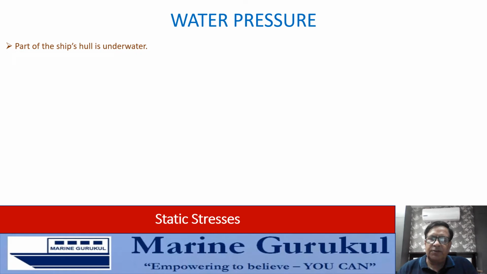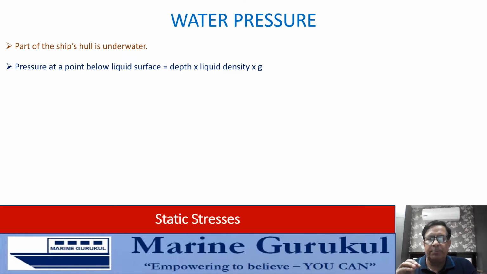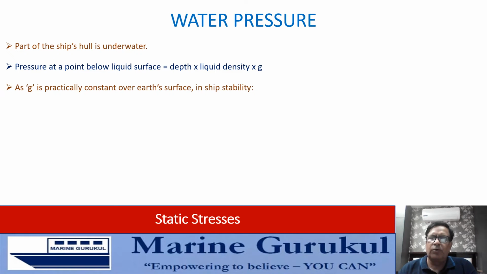We know that part of the ship's hull is immersed. Why? Because it displaces water, which in turn creates the buoyancy. Now we also know that the pressure at any point below the surface of the liquid is equal to the depth of that point below the liquid surface multiplied by the density of the liquid multiplied by acceleration due to gravity. In case of ship structure, as the ship floats on the Earth's surface, G can be taken to be practically constant.